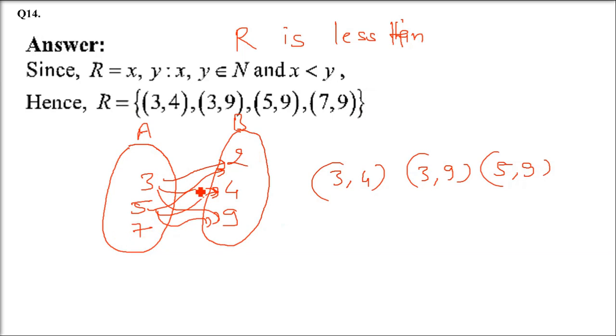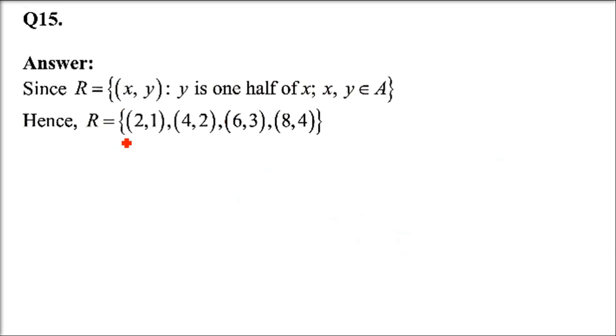7 is remaining. Is 7 less than 2? No. Is 7 less than 4? No. Is 7 less than 9? Yes. So we include (7, 9) also. So this is our relation which is corresponding to x less than y. If you see any of the ordered pairs, the first member is less than the second one.